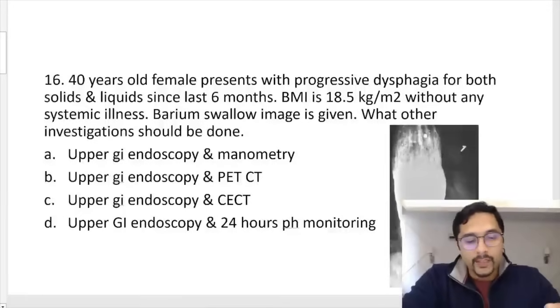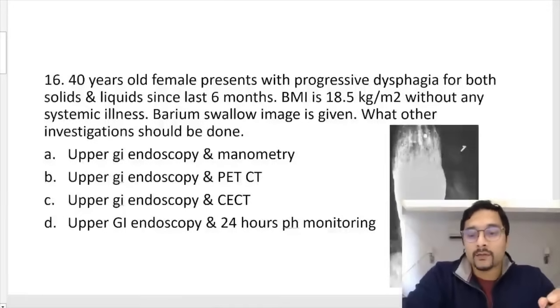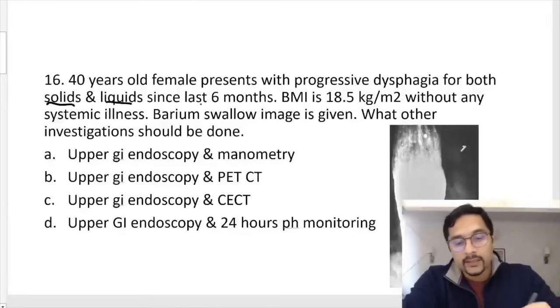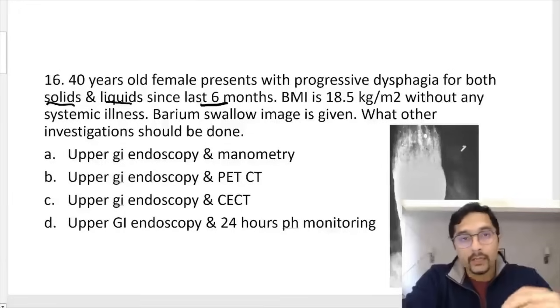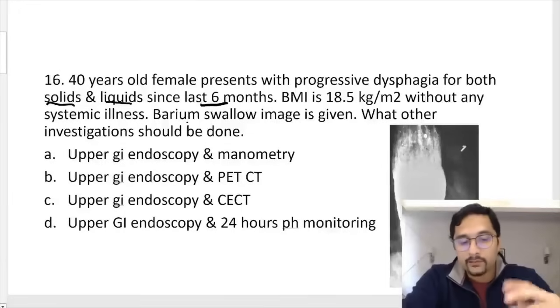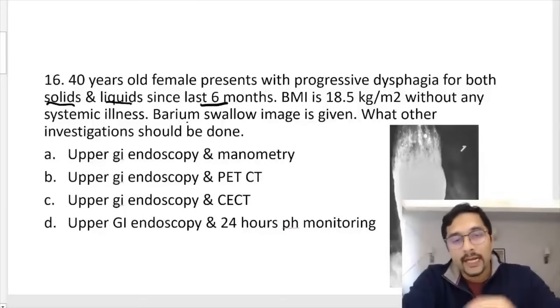Another very important question, a 40-year-old female comes with progressive dysphagia to both solids and liquids. Now, there is dysphagia to both solids and liquids since last month. The body mass index is also low. There are no systemic illnesses. Barium swallow is shown. So, we can see there is gradual narrowing.